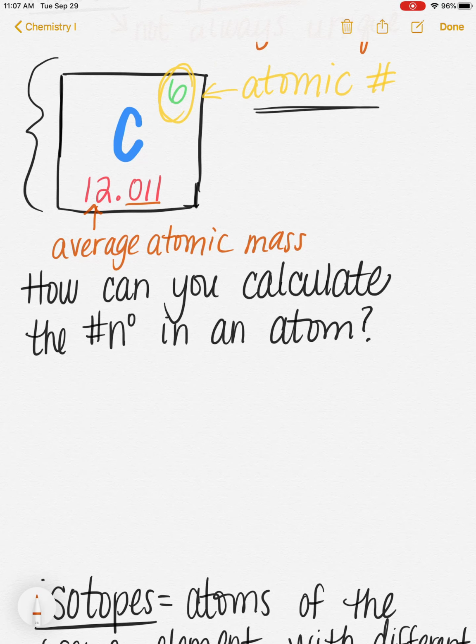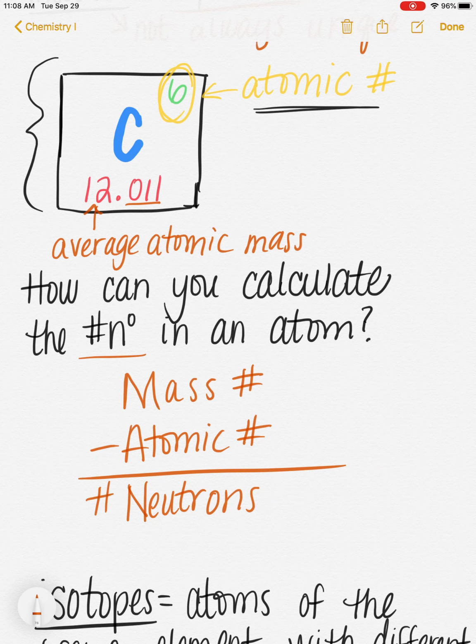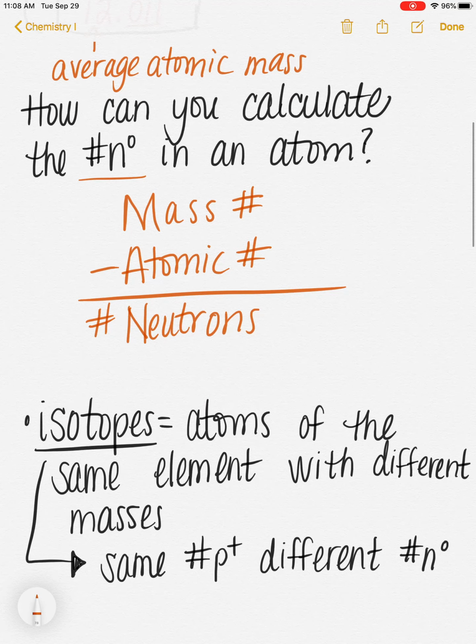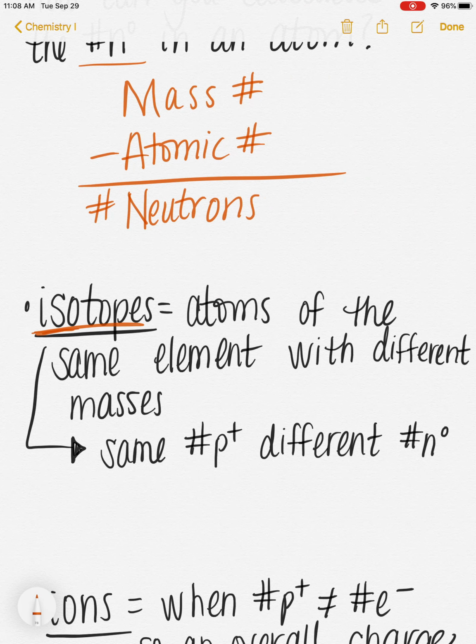So our next question is, how can you calculate the number of neutrons in an atom, since it's not always a set value for each element? I like to use the acronym MAN, M-A-N. What MAN stands for is if you take the mass number, subtract the atomic number, that will tell you the number of neutrons in your atom. You get to do a little math.